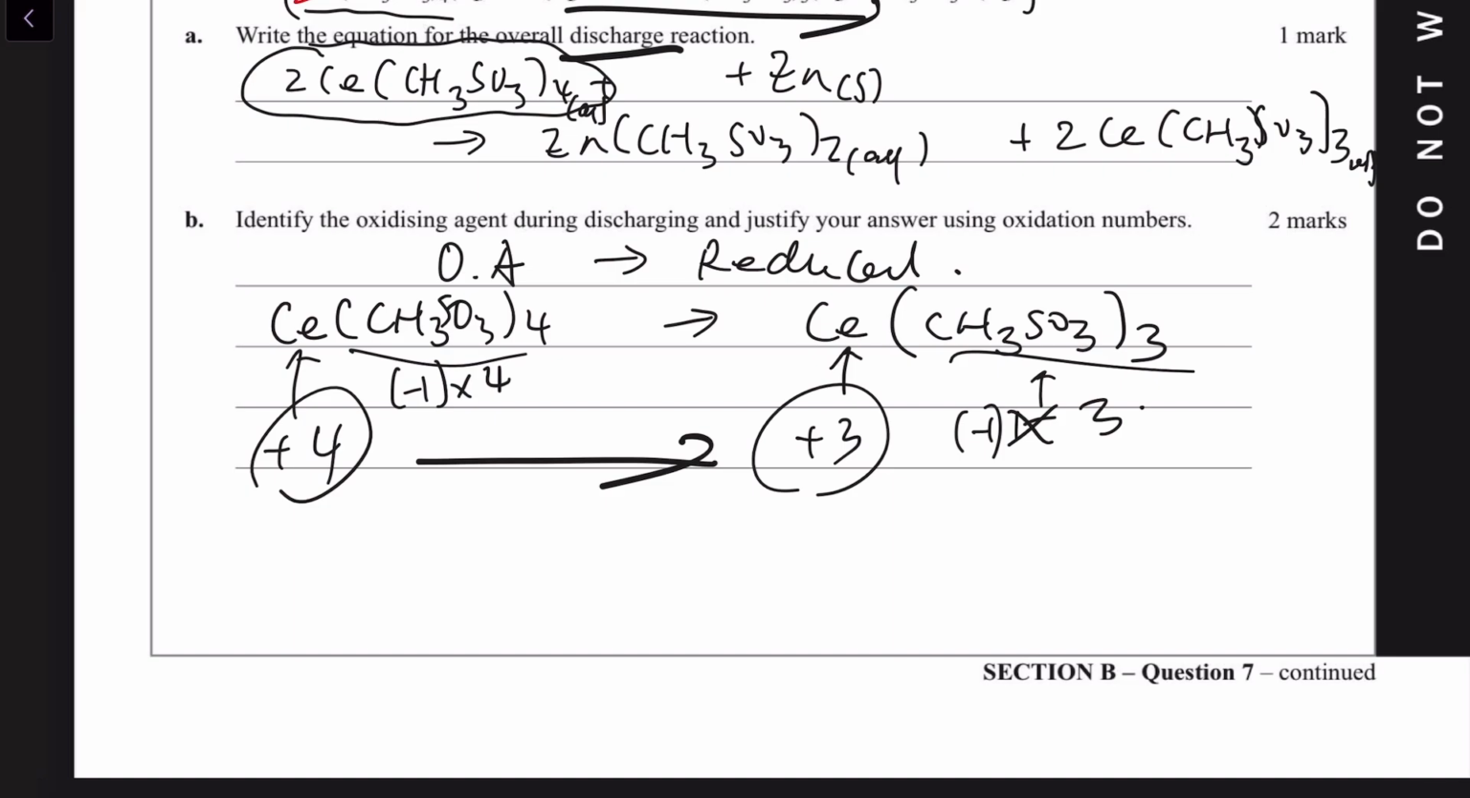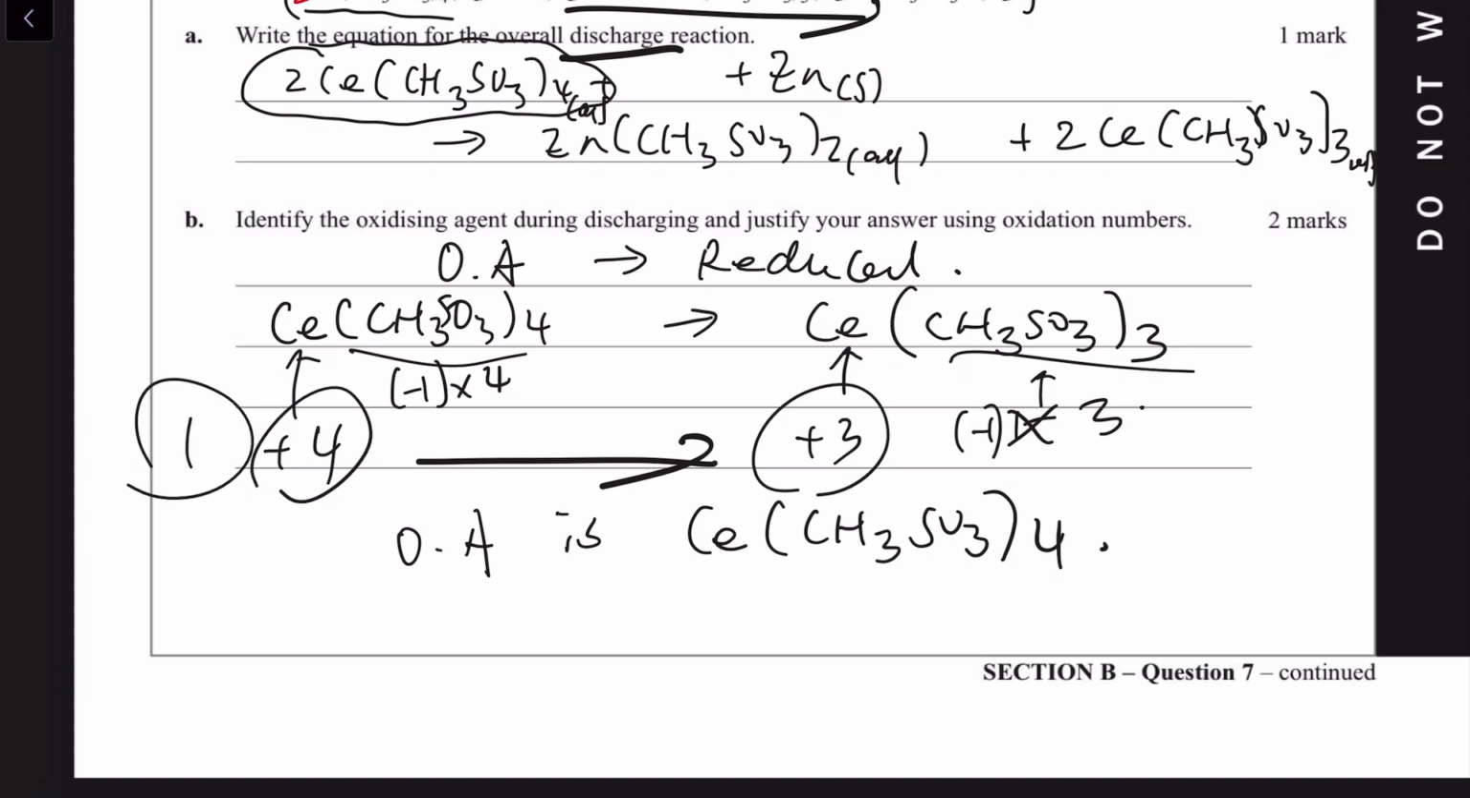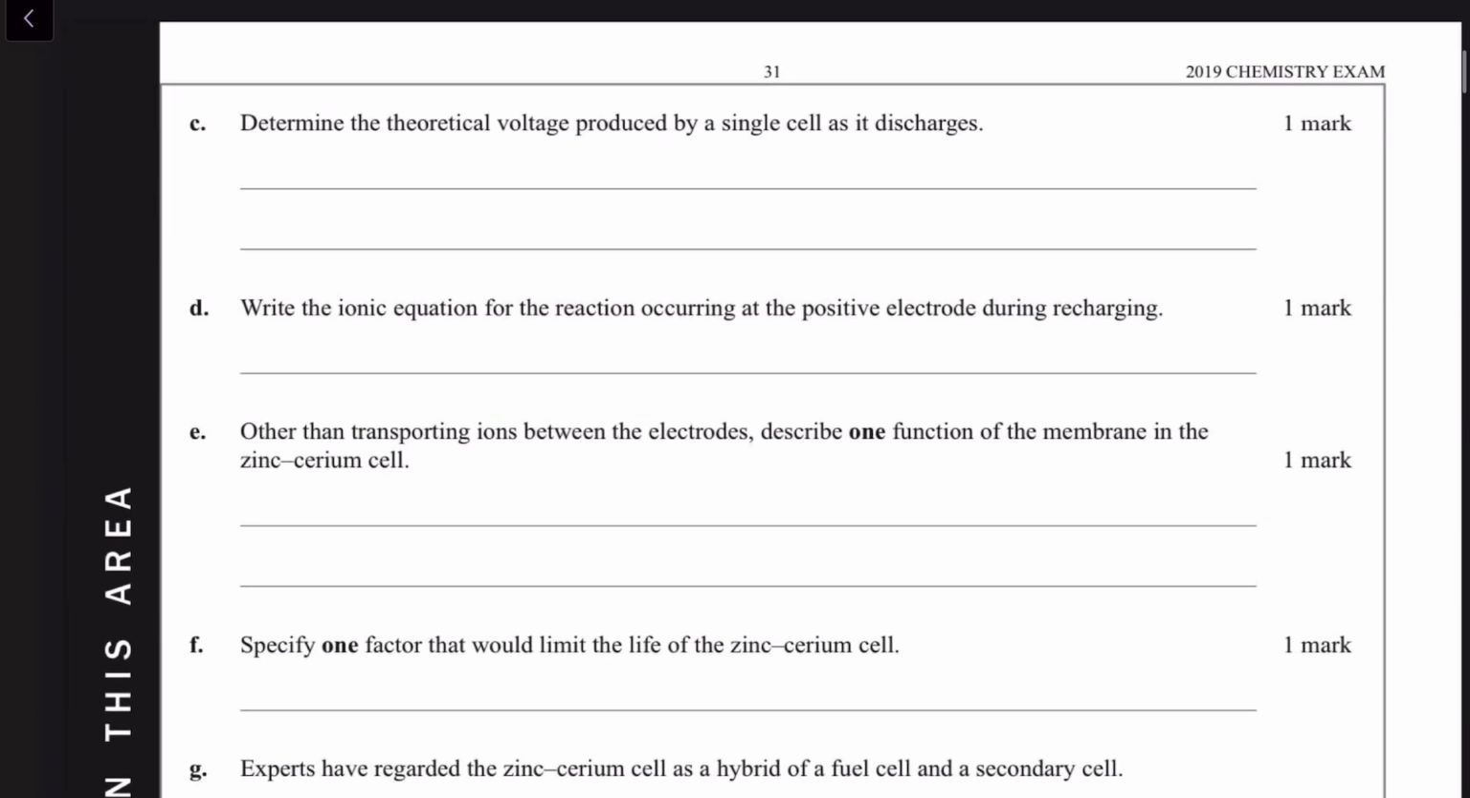And thus the oxidizing agent is just this. So that's how you get 2 marks. First mark associated with oxidation number. The second mark is to write down what is the oxidizing agent.